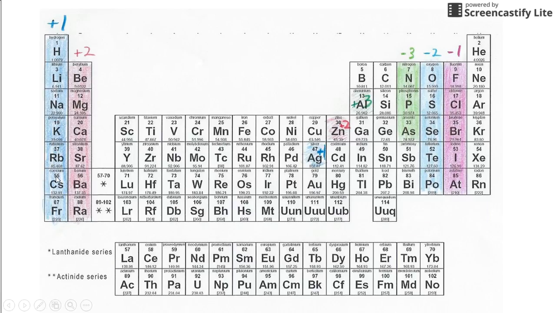So the alkali metals, group 1, are always +1. By losing one electron, they become like the noble gas closest to them. All of the alkaline earth metals are always +2, because by losing 2 electrons, magnesium becomes 10 electrons like neon. Calcium loses 2 electrons to become 18 electrons like argon. So again, they become like noble gases by losing 2 electrons. So these are always +1, these are always +2.